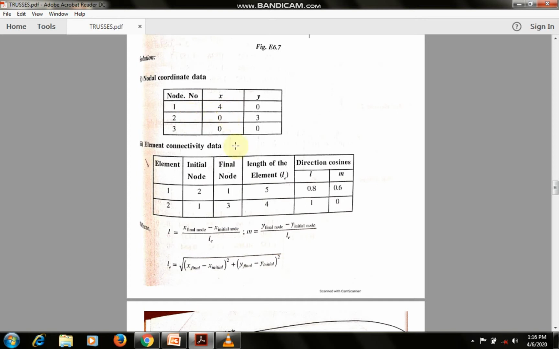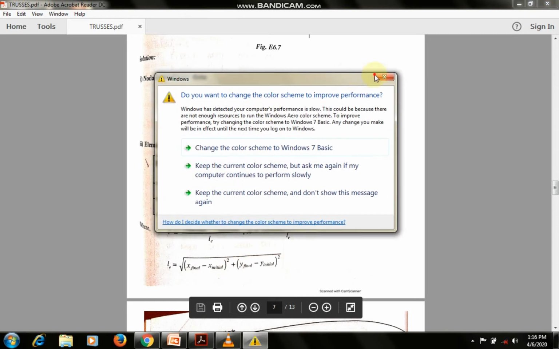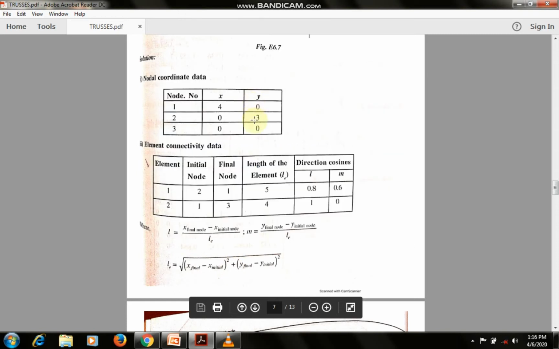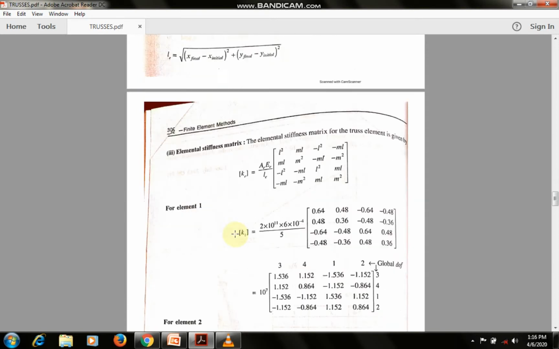x2 minus x1 the whole square. I'll be substituting 4 minus 0 the whole square plus y2 minus y1 the whole square, that is nothing but 3 square. 4 square plus 3 square, I'll be getting 25, and root, I'll be getting 5, hence this is the length of the element. Now direction cosines L and M you can find out by using these particular formulas. Try with the help of the calculator.